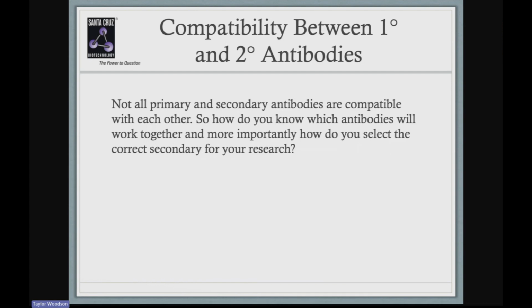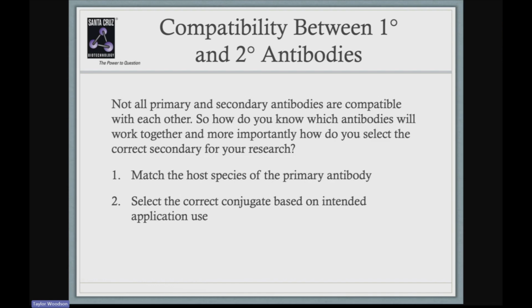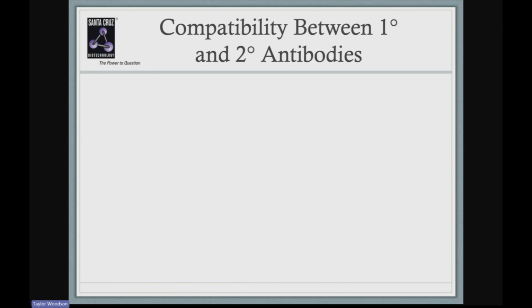Not all primary and secondary antibodies are compatible with each other. So how do you know which antibodies will work together? And more importantly, how do you select the correct secondary for your research? There are three main ways that we can do this. Number one, matching the host species of the primary antibody. I'll talk about that in detail in just a moment. Number two, selecting the correct conjugate based on the intended application use. And number three, defining the isotype and the subclass of the primary antibody. So let's break these down a little bit. Let's actually flesh these out. I think it's going to be beneficial to do so. So number one, matching the host species of the primary antibody.